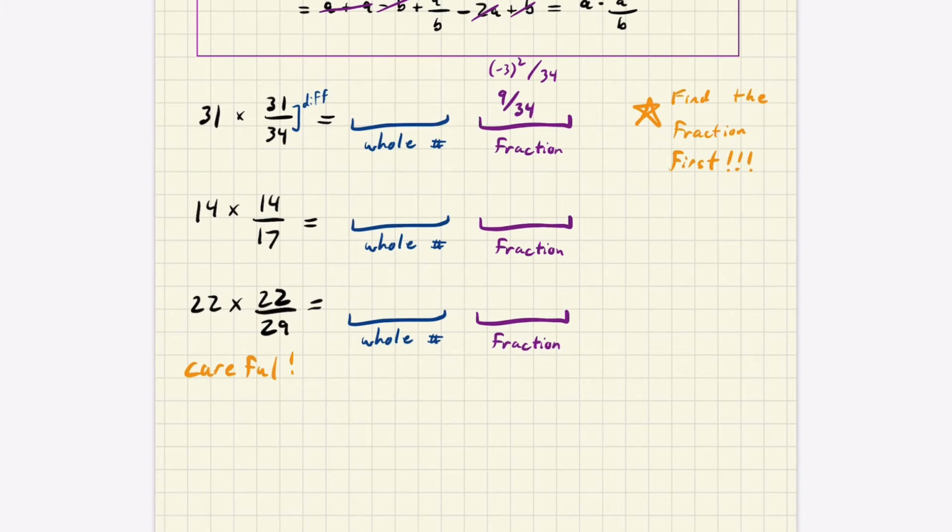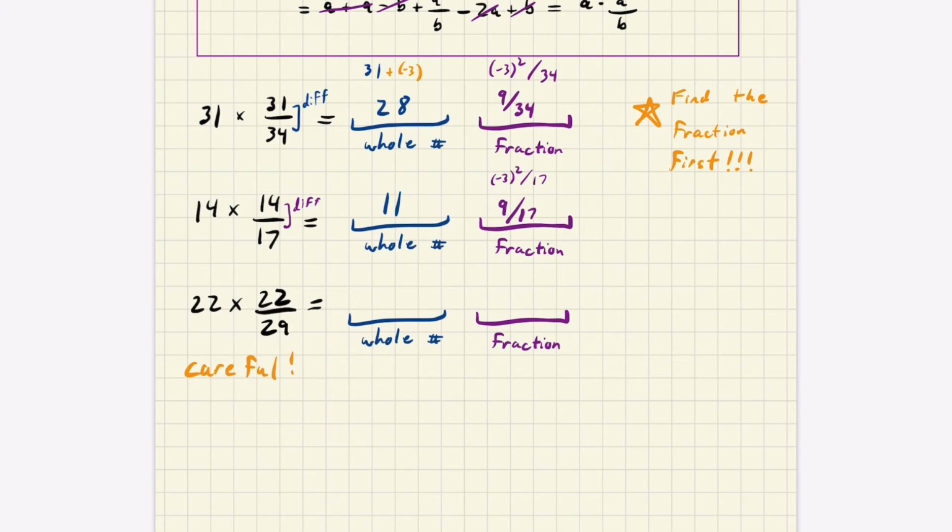From there, you go ahead and work on the whole number, because obviously at this point, you didn't have to carry anything. So you just have to do 31 plus the difference, which in this case is -3. So in other words, I'm subtracting 3 from 31 to get 28 as my whole number. For the second one, it's the same vein. The difference here is just going to be -3, so very similar problem. You get -3 squared over 17, so you just write 9 over 17 as your fraction. And for the whole number, you just want to add that difference to the 14. So 14 plus -3 will give you 11, and you're good.